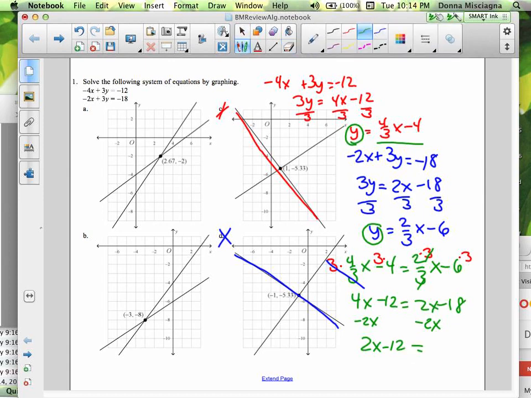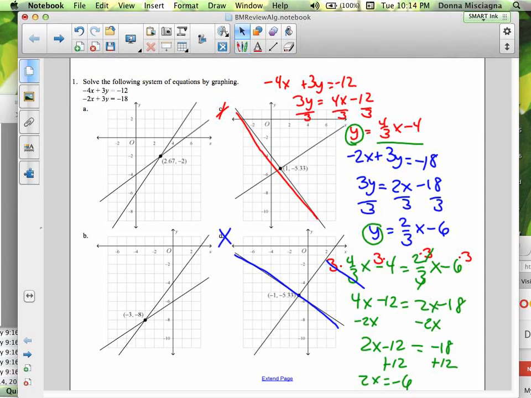Not our last step, but almost our last step. All right, so we'll add 12 to both sides. Hopefully this isn't too low on the screen, that you can still see it. So we have 2x equals negative 6, and divide by 2, and x is negative 3. Okay. So hopefully you can see those problems okay.